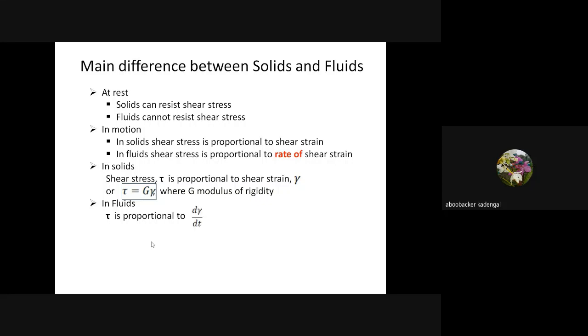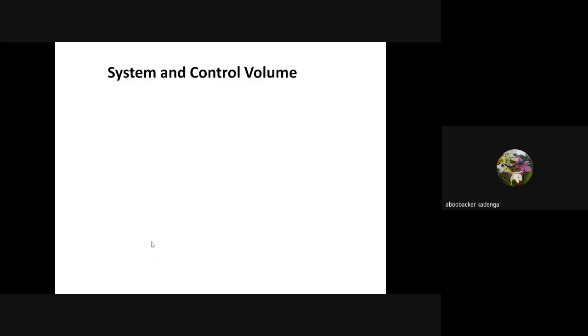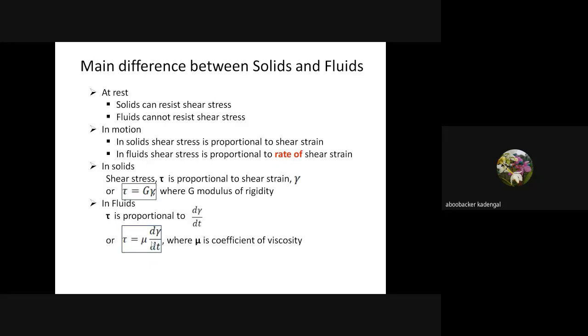In fluids, it is proportional to rate of strain, that is d by dt of gamma. So tau is proportional to mu into d by dt of gamma. And that mu, we call it the coefficient of viscosity. In fluids, tau is equal to mu d by dt of gamma. Here the proportionality constant is the coefficient of viscosity. So this is the main difference in solids and fluids.